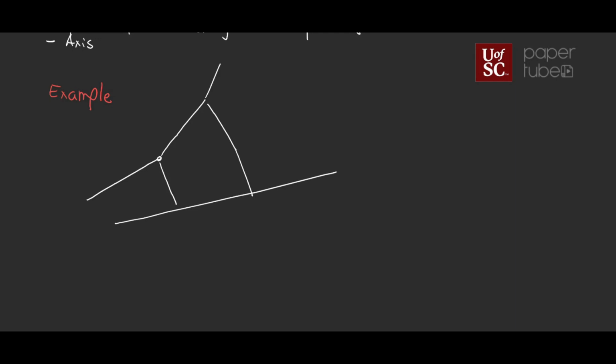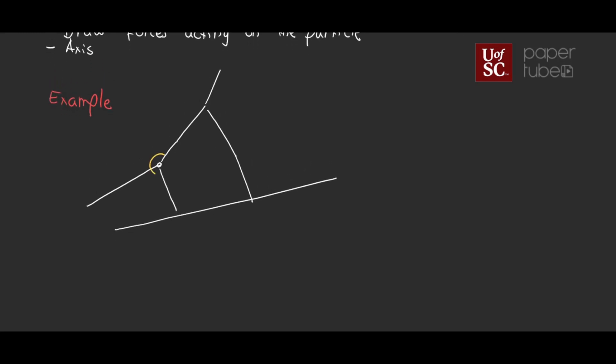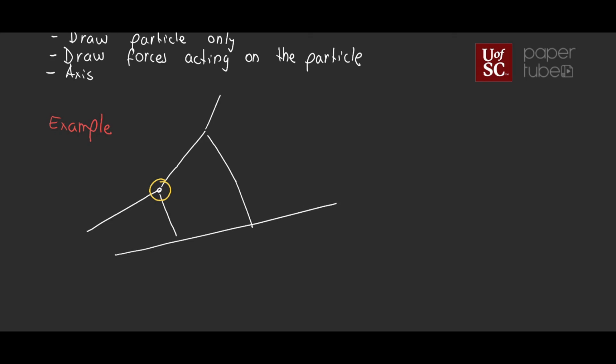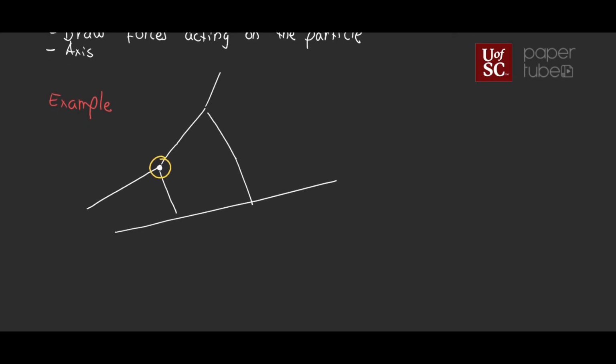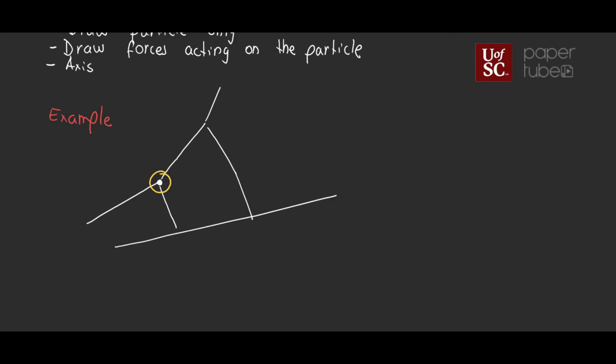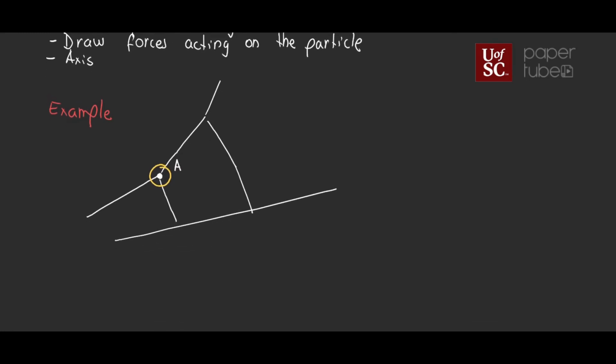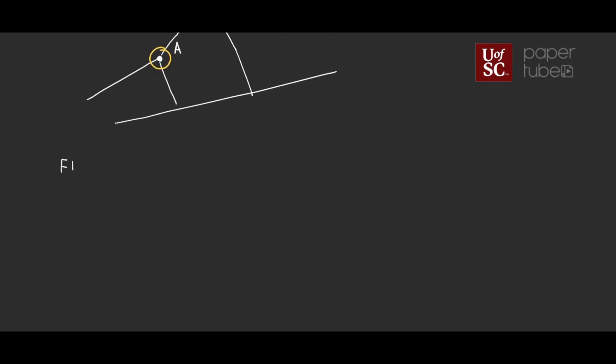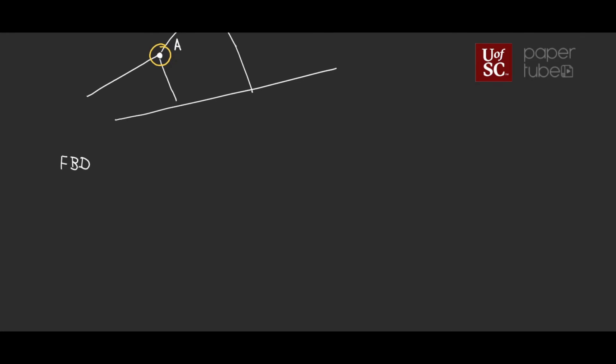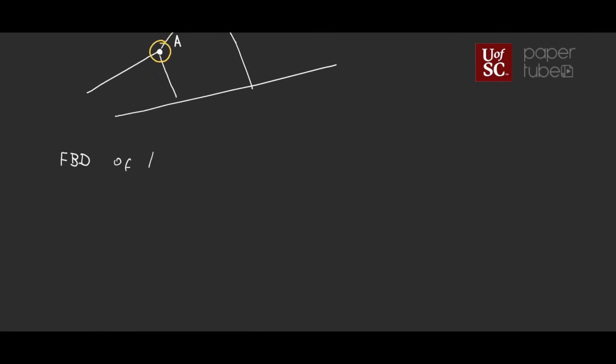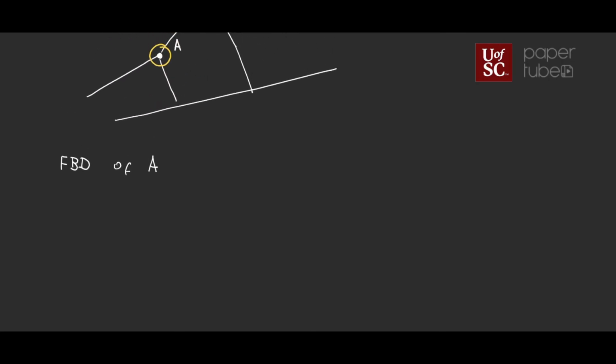Now, when we're looking at particle equilibrium or looking at the free body diagram of these particles, the first thing that we need to do is identify the particle in question. And let's say that my interest is in looking at what's happening in this connection over here. So for that reason, the particle in question is going to be this particle over here, right? Let's say that this is A. Let's give it a name. So now for my analysis, I can do my free body diagram of A.